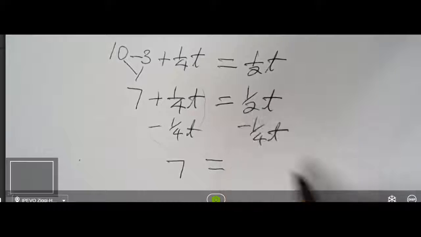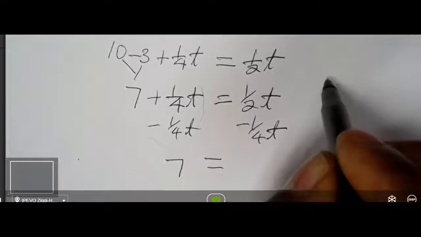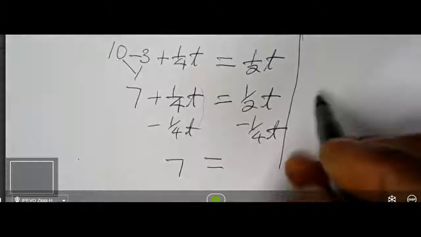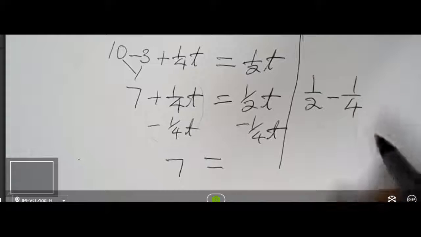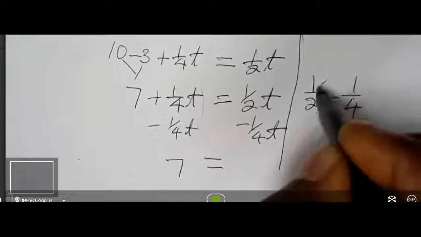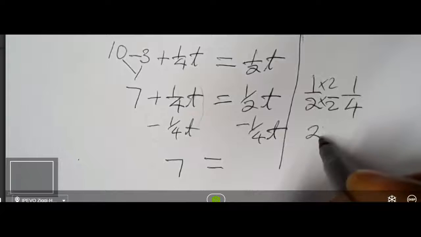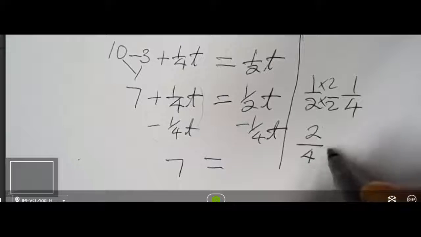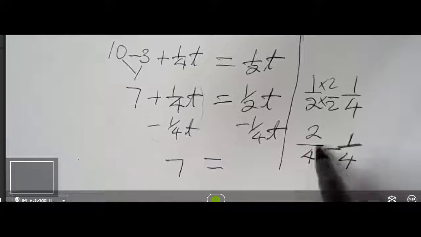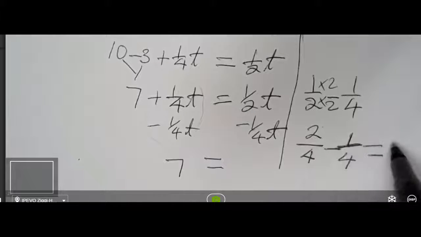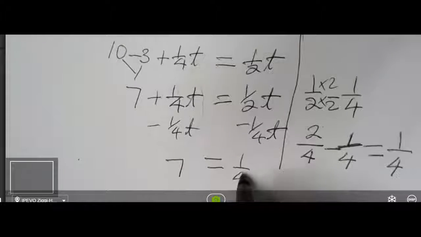Now, when you're subtracting fractions, remember we need to have a common denominator. So it's 1/2 minus 1/4. So we need to kind of multiply the 1/2 by 2 to get a common denominator of 4. So that becomes 2/4 minus 1/4, 2 minus 1 is 1. So actually 1/4 is left. So this is 1/4 T.